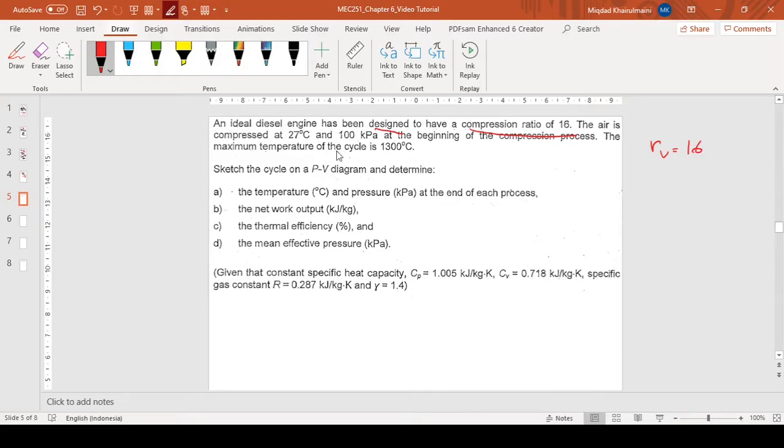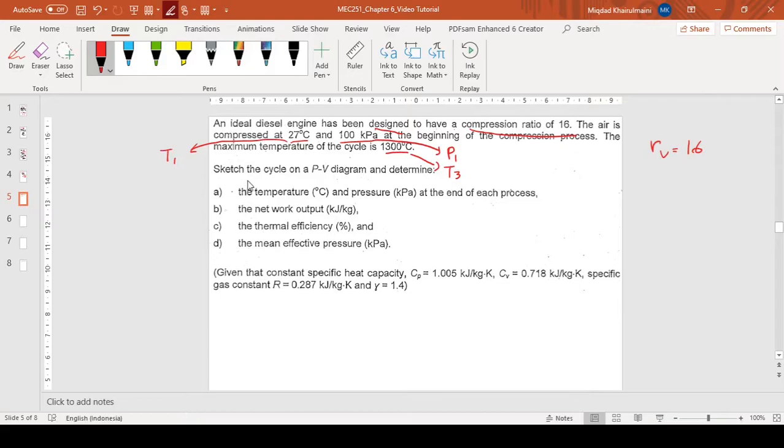The air is compressed at 27 degrees Celsius and 100 kilopascal at the beginning of the compression process. So the values for 27 degrees Celsius here is for temperature at state 1, and the pressure of 100 kilopascal here is the pressure at state 1. The maximum temperature of the cycle is 1300 degrees Celsius. So the maximum temperature occurs at state 3. So this is the temperature for state 3.